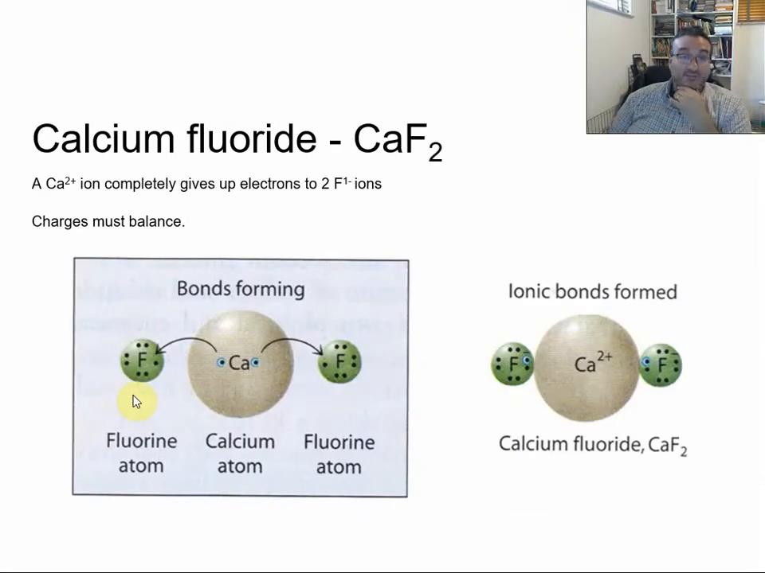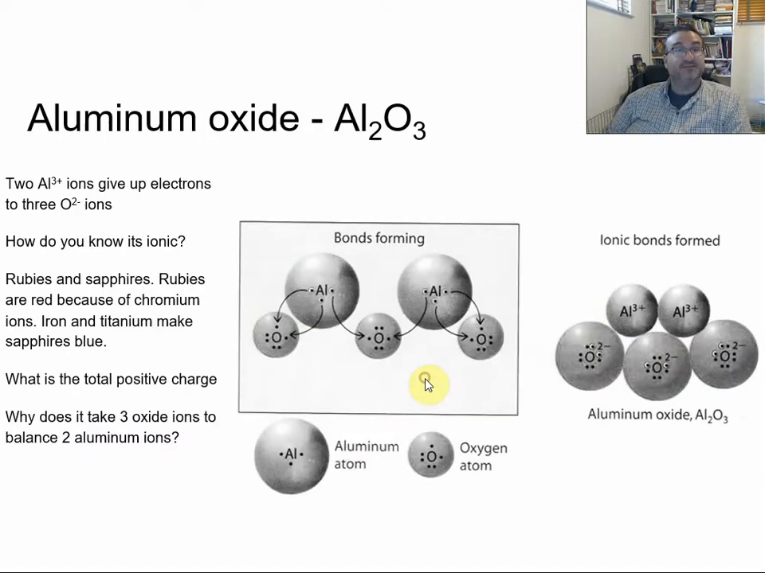You can have multiple ionic bonds. In calcium fluoride, the calcium atom is losing 2 electrons, 1 to each of 2 fluorine atoms. They all get the octet, and they are ions in this case.